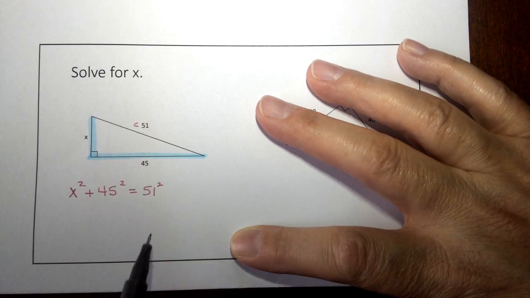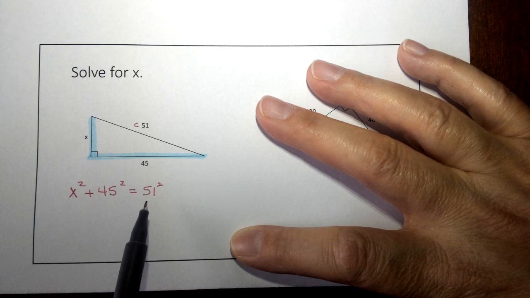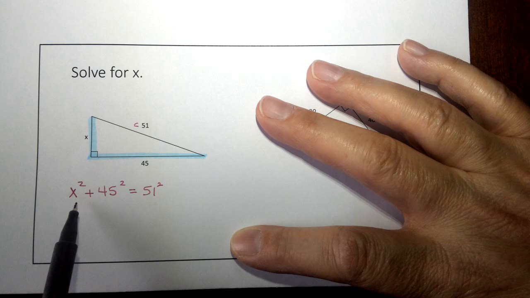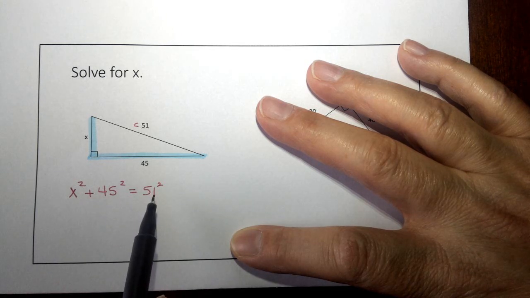The hypotenuse is the longest side. It should be on the side by itself. The two shorter ones, two shorter legs, should go together in such a way as to equal something about the bigger side.